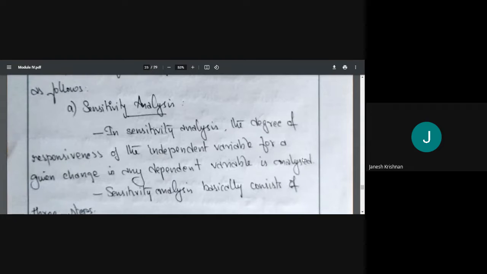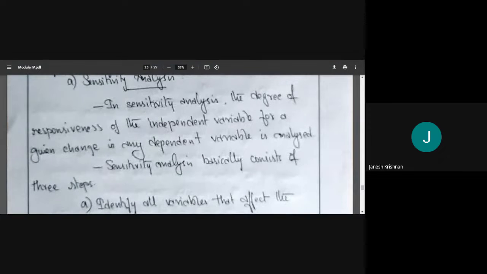In sensitivity analysis, the degree of responsiveness of an independent variable for a given change in a dependent variable is analyzed. In math we know there are dependent variables and independent variables. If we produce more, we have to sell more, and we have more profit. So what we see is what will happen if we change the variable. We slightly change it: if we produce less, what will happen to the profit? If we produce more, what will happen to the profit? We see what is happening. That is sensitivity analysis. The term is sensitivity.